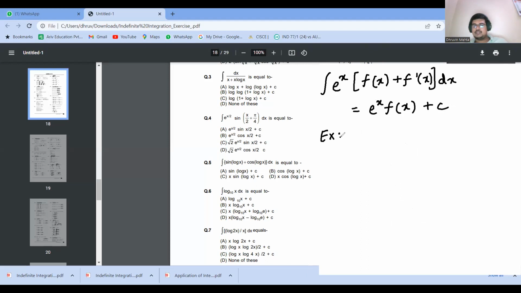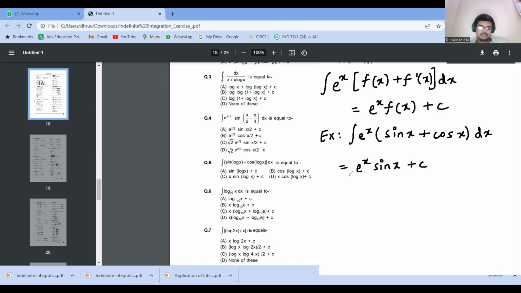एक simple example ले लेते हैं. Let's say if we have integration e raised to x, I'm taking the most simple example, sin x plus cos x. So your task will be to identify the function and its derivative. So tell me, guys, what is the derivative of sin x? It is cos x. So the function is sin x, इसका आंसर हो जाएगा e raised to x sin x, as simple as that. Then shall we proceed?